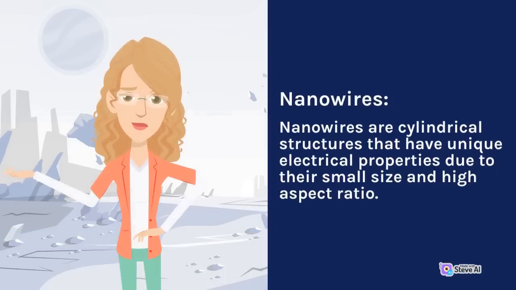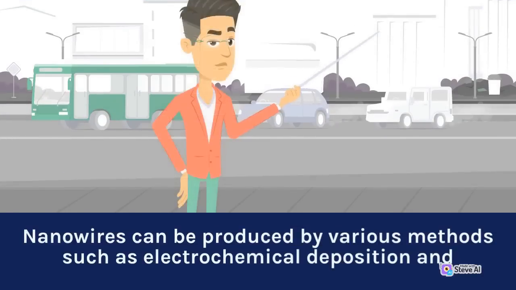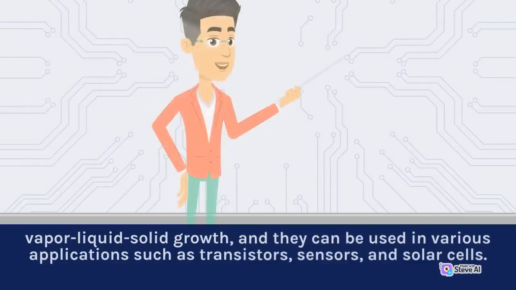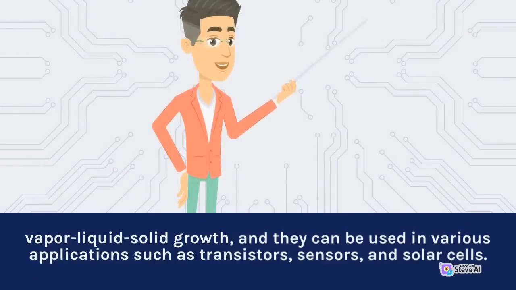Nanowires. Nanowires are cylindrical structures that have unique electrical properties due to their small size and high aspect ratio. Nanowires can be produced by various methods such as electrochemical deposition and vapor-liquid solid growth, and they can be used in various applications such as transistors, sensors, and solar cells.